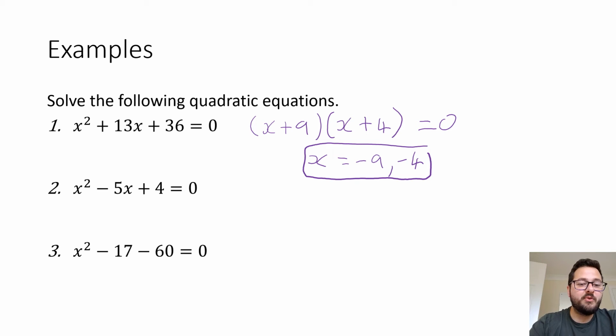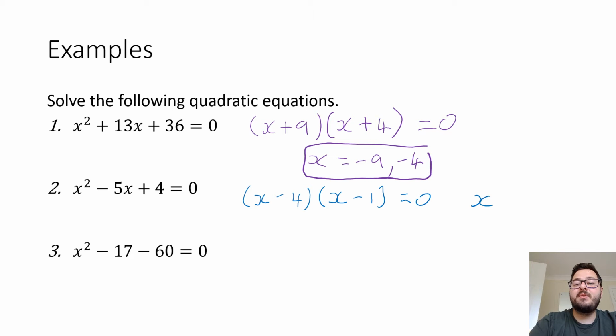Okay, next one, we've got x squared minus 5x plus 4. So two numbers that multiply to make 4 and add to make minus 5. Well, that's going to be x minus 4 and x minus 1 is 0. And for our x's, we just minus these. So instead of minus 4, we get plus 4. And instead of minus 1, we get plus 1.